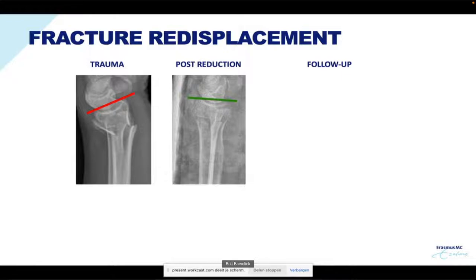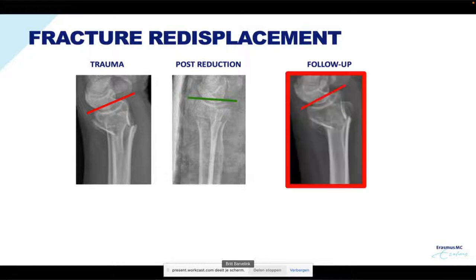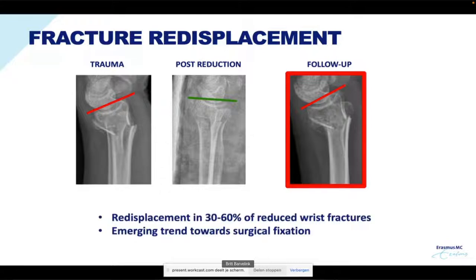Unfortunately, a lot of distal radius fractures, a lot of wrist fractures, will lose their threshold alignment during conservative treatment. So you have an anatomical position, but unfortunately, after a few weeks of cast immobilization, you end up with an x-ray like this, and an unhappy patient. Unfortunately, we call this phenomenon fracture redisplacement. And unfortunately, this phenomenon happens quite often. Actually, in 30 to 60% of all reduced wrist fractures, a malalignment will occur.